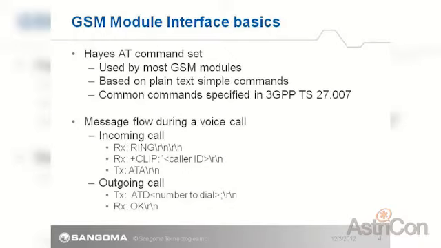So, let's go quickly through how a voice call works. If you want to make an outgoing call, you transmit ATD and then the number you want to dial, and when the other side answers, you get an OK back. So you know it's answered, and you can start bridging your media. On an incoming call, you would get a RING event. If you have caller ID enabled, you would get a +CLIP command followed by the caller ID. And if you choose to answer the call, you transmit an ATA.